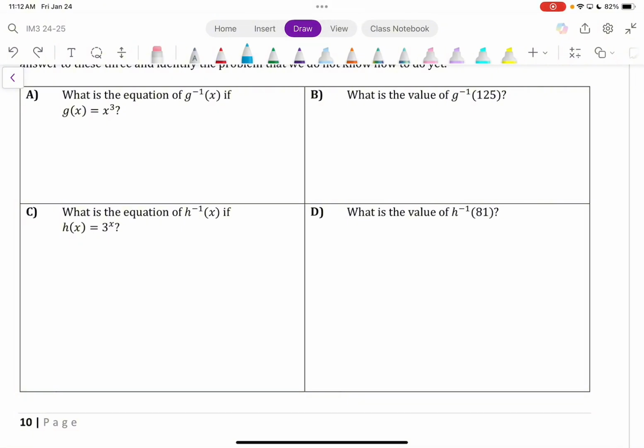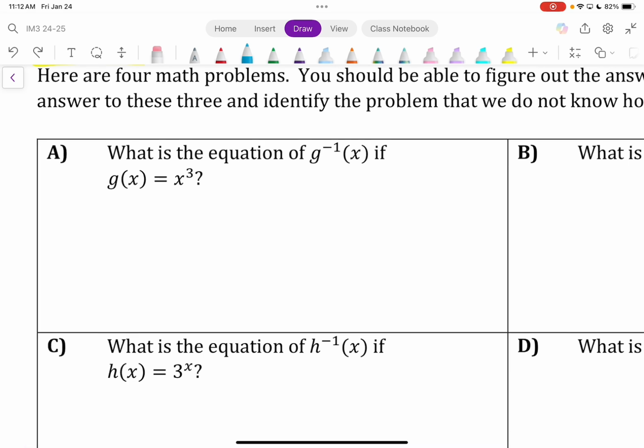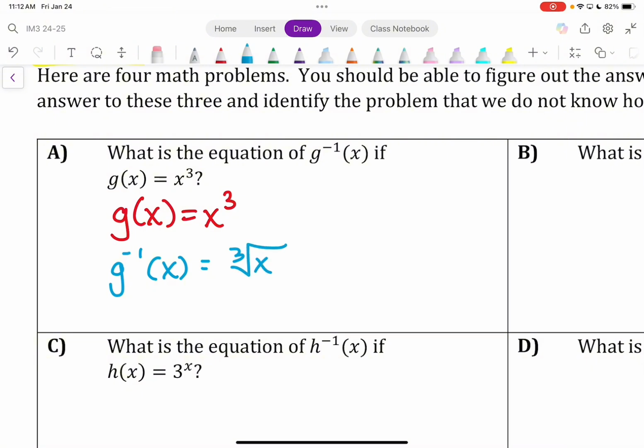Okay, so let's come back together and see what you guys came up with. So in part A, we are trying to find the inverse of x to the 3rd power. So basically, we're looking for what is the opposite of raising something to the 3rd power, and that would be to take the cube root. So g inverse of x is equal to the cube root of x. Okay, that's what most of you guys came up with as I walked around.